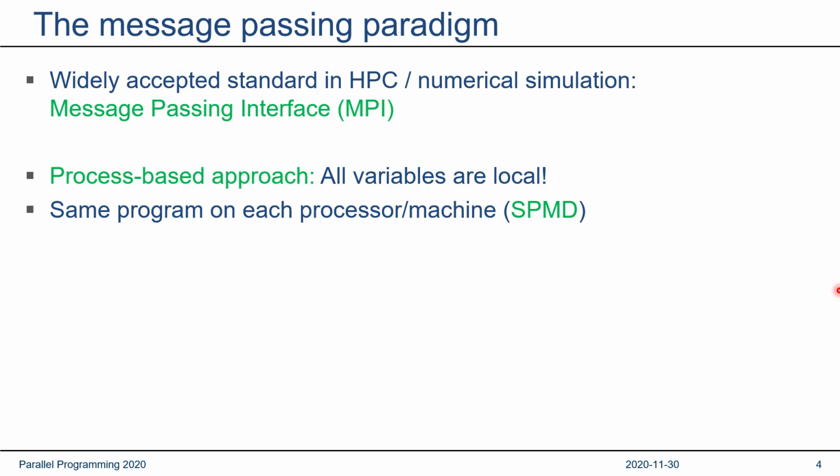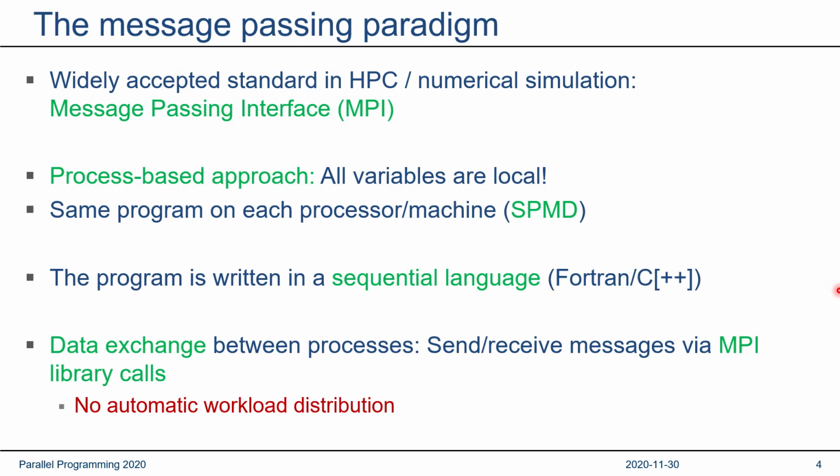It's also a basic principle of MPI that the same program is running on each processor, each machine. Each process runs the same binary image of the program. We call this SPMD, the single program, multiple data paradigm. The program itself is written in a sequential language. This is also different from approaches like OpenMP, where the base language like Fortran or C or C++ is augmented with compiler directives or other language features. In MPI, the program is actually a sequential program. All the parallelism is built into how you call the message passing library.